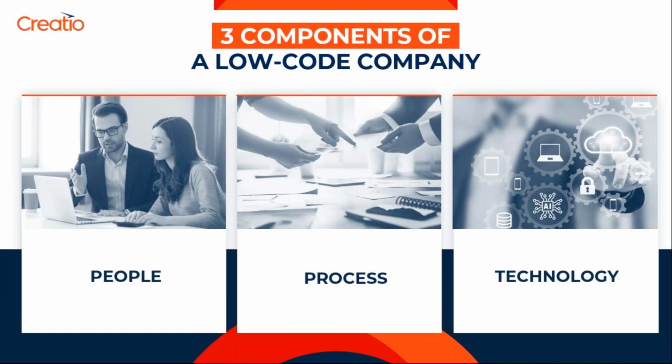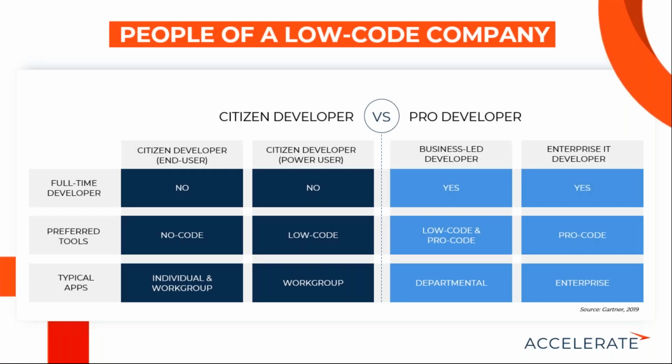So there are three components of a low-code company, and they're really essential to align across the organization. It's people, process, and technology. And we're going to take a little bit deeper dive into each of those sections. So if we look at it from a people perspective, employees in a low-code company really could be divided into two categories: citizen developers and pro developers.